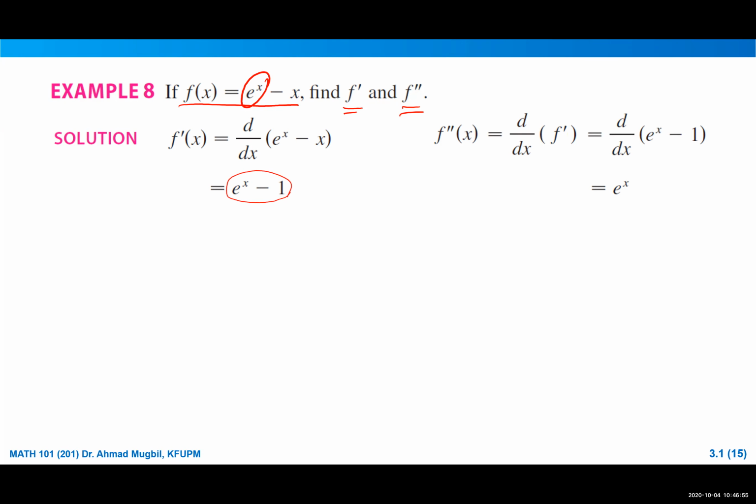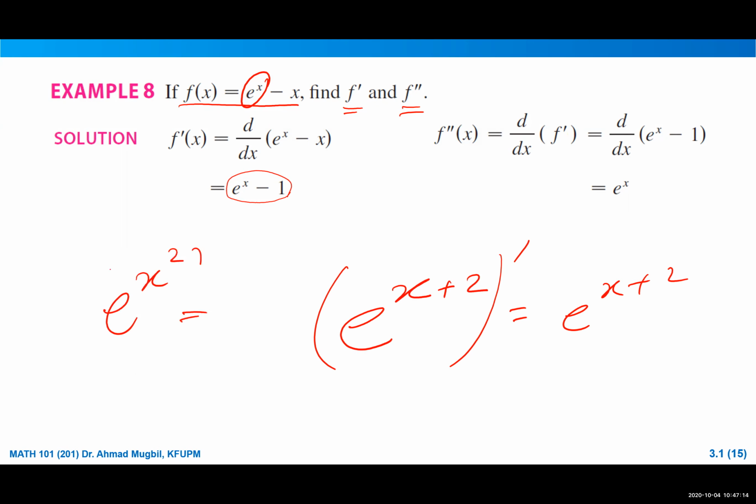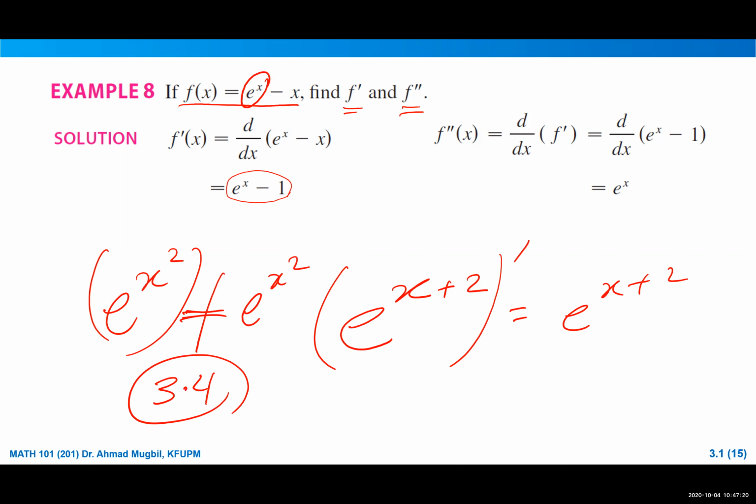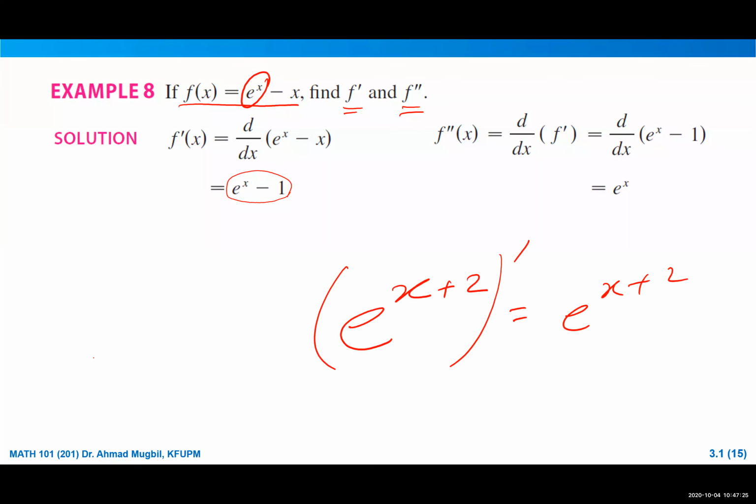This is why most of the students will like this function, because if you integrate it or differentiate it, it will stay the same. But I'm talking about e to the power x. You may have a number here, no problem. Also e to the power x plus 2, if you differentiate it, it will be e to the power x plus 2. But if you have e to the power x squared, this will not be the derivative. We will see that in 3.4 when we study the chain rule. So be careful, you need to apply the chain rule there. If you are interested, it will be e to the power x squared, but you need to multiply by the derivative of the exponent, which is 2x.